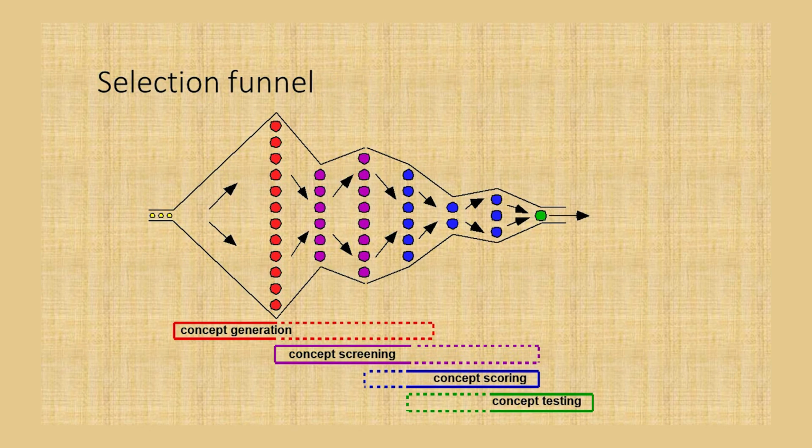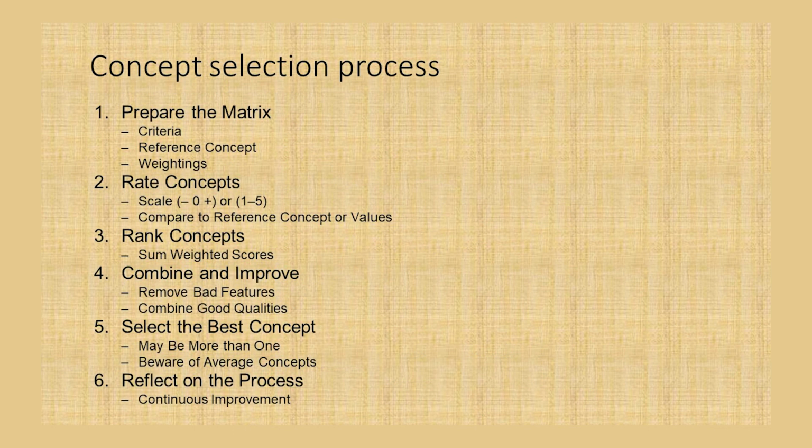So, the screening process will help you go from a large number of concepts to a smaller number of concepts after concept screening, and an even smaller number of concepts after scoring, and then after concept testing you get your final best concept. So, that is known as your concept selection funnel. So, concept selection essentially has some steps. So, preparing the matrix using criteria. So, the selection criteria, time required to push the nails, etc., aesthetic features. So, those criteria you have to set.